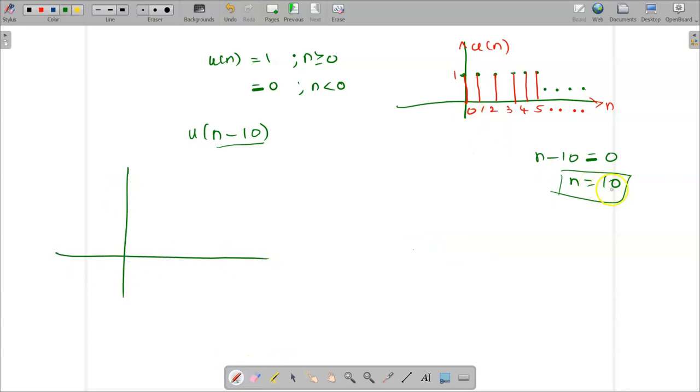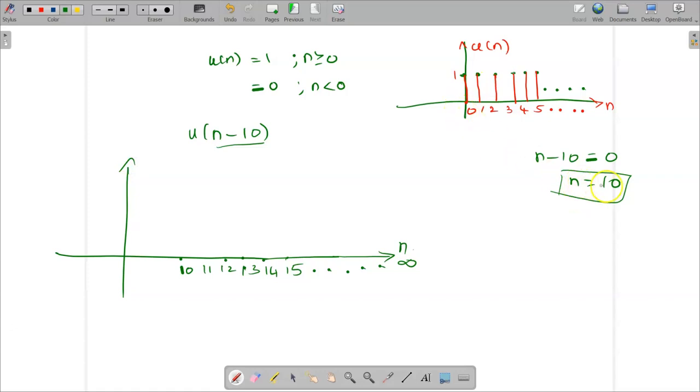So now 0 plus 10 becomes 10, 1 plus 10 becomes 11, 2 plus 10 becomes 12, next value is 13 obviously, and 14, 15 and so on. You have the value up to infinity. So infinity plus 10 is going to be infinity, this is on your x axis, and there is no change in your amplitude, it is going to be 1.